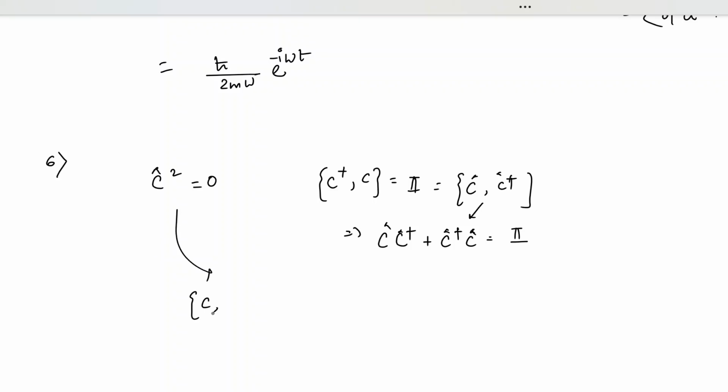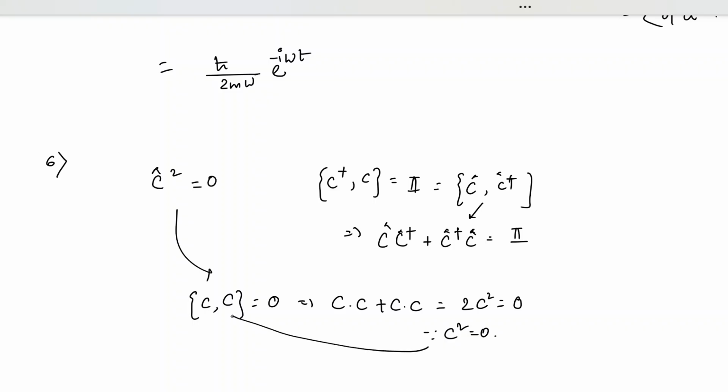And the c, c anti-commutator will be 0, because c times c plus c times c equal to 2c squared equal to 0. Why? Because c squared equal to 0. So if c squared equal to 0 is given in your question as a property of the C operator, then the C, C anti-commutator bracket will be 0. And the C, C dagger anti-commutator bracket is I.